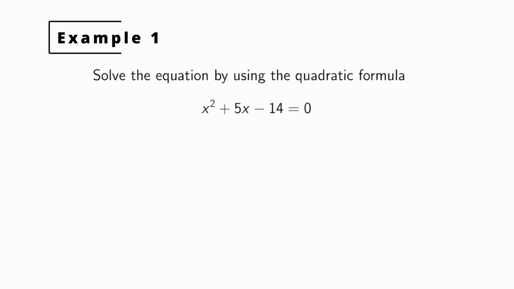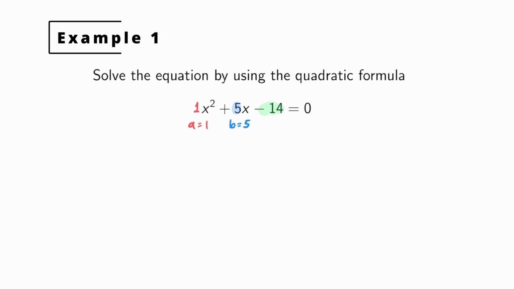Example 1. All right, first note, all of our terms are on one side of the equation. We have a 0 on one side. So now we simply identify the coefficients. So here the coefficient of x squared is 1. So we have a is 1, and then the coefficient of x is 5. So we have that b is 5. And the constant coefficient is negative 14. Okay, we're including the negative sign in there.